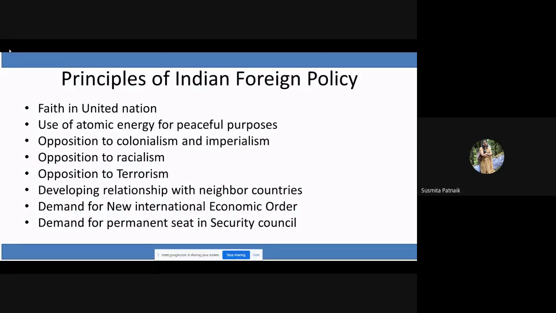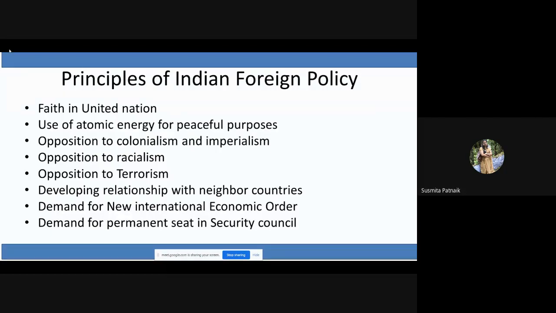The next one is faith in the United Nations. Indian foreign policy has always had faith in the United Nations. For this reason, India has always been a champion of the policies and programs of the United Nations.